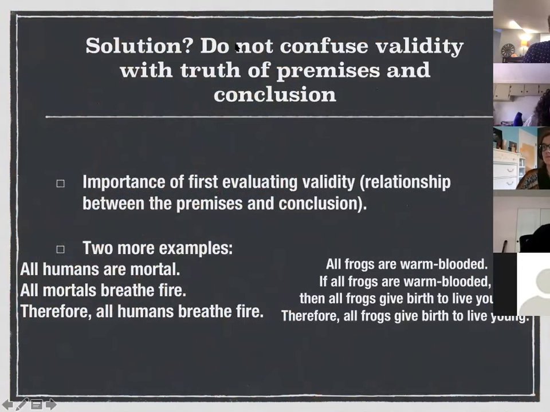So how do we get away from this worry of too quickly falling victim to thinking that something is true or that an argument is valid? Well, one thing we need to do is not confuse validity with the truth of premises and conclusions. What's really key in assessing validity is to determine the relationship between the premises and the conclusion. Not to think about whether the premises and the conclusion are true, but rather to think about what would be the case if the premises were true. Like, would the conclusion follow if the premises were true?